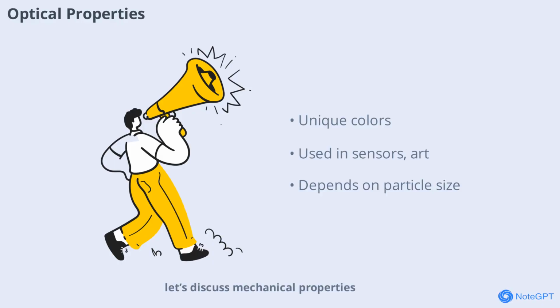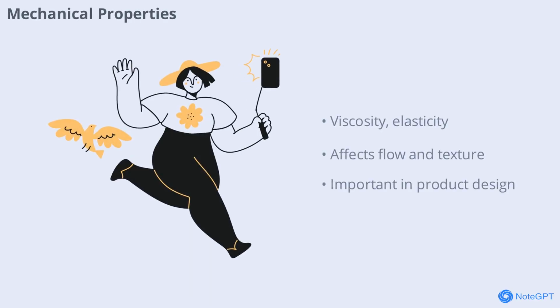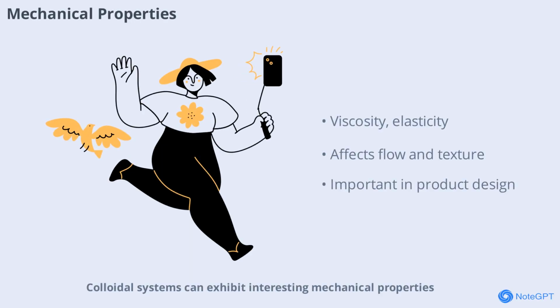Now, let's discuss mechanical properties. Colloidal systems can exhibit interesting mechanical properties, such as viscosity and elasticity. The presence of dispersed particles affects how colloids flow and respond to stress. For example, gels are elastic while sols are more fluid. These properties are important in food, cosmetics, and materials science. By controlling the composition and structure of colloids, we can design products with specific textures and behaviors.